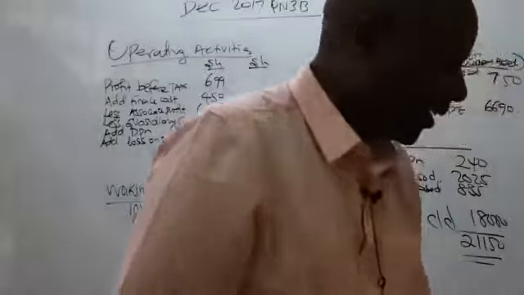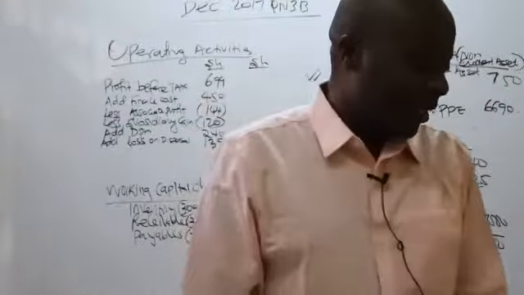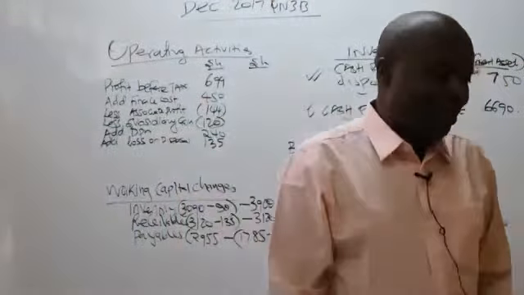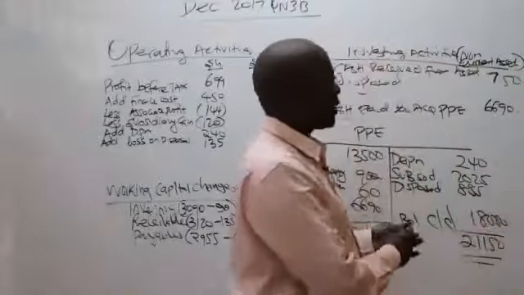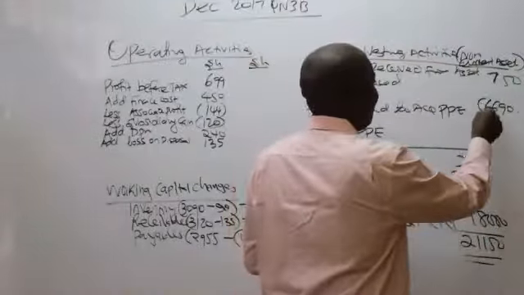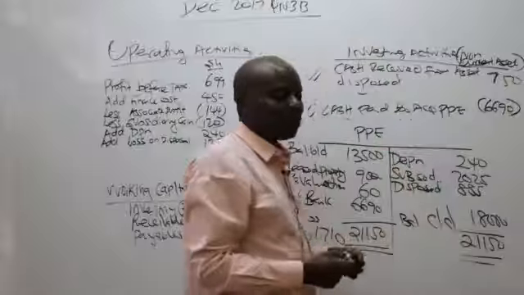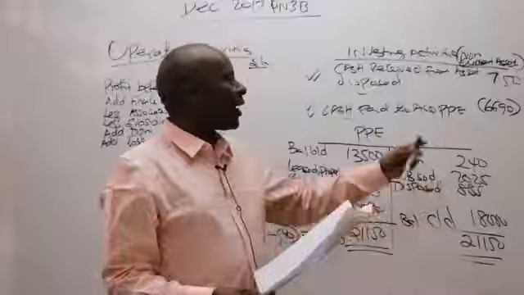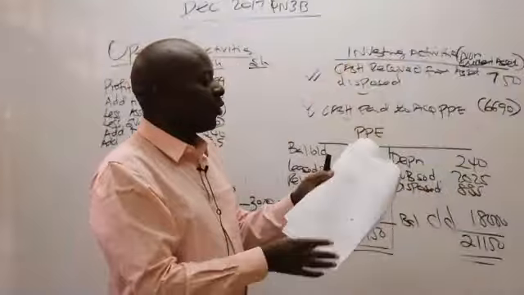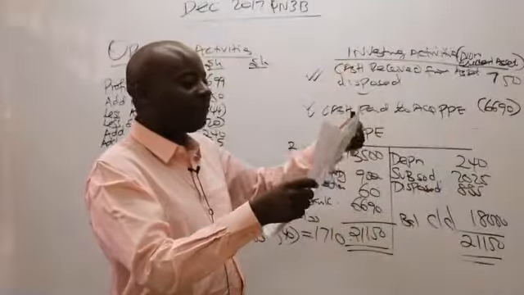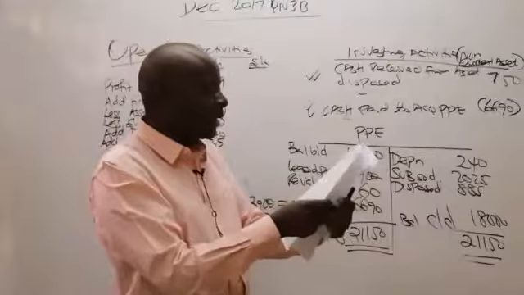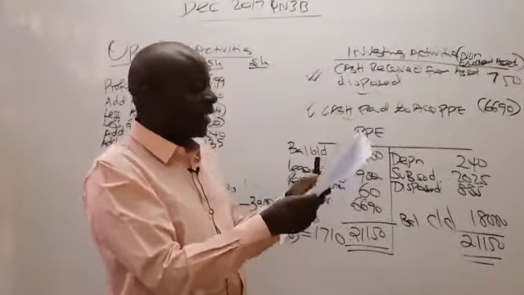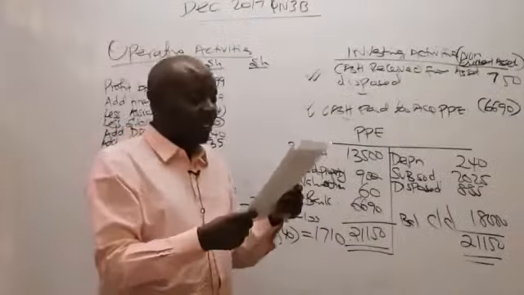Great. Thank you very much, Becky. Try as much as possible to give answers to my students. So cash paid to acquire PPE is a cash outflow. Remember, under investing activities, you look at non-current assets. You look at non-current assets.